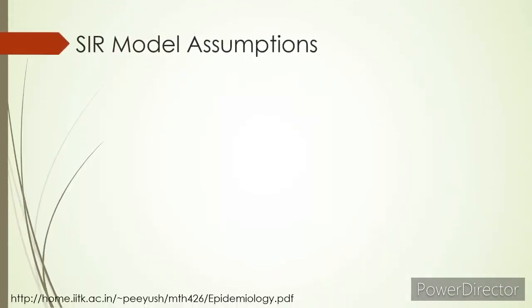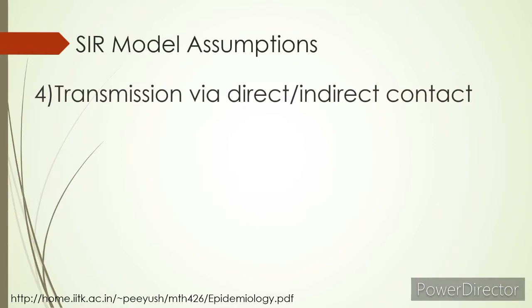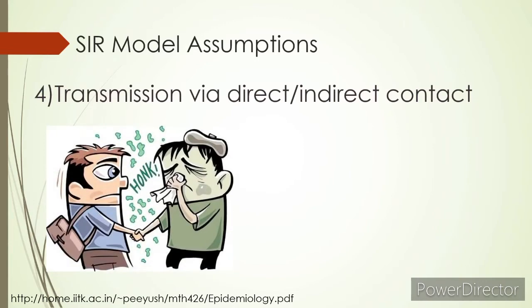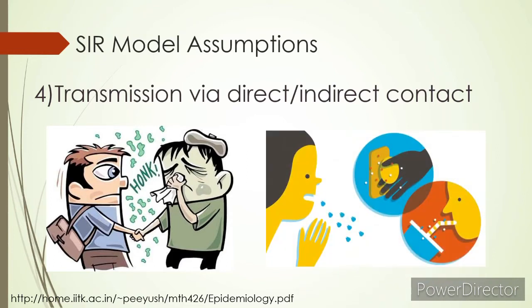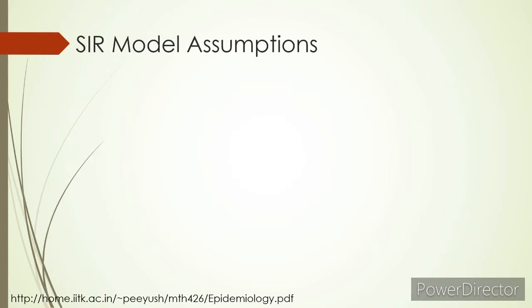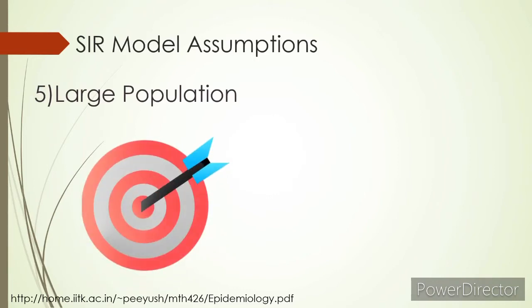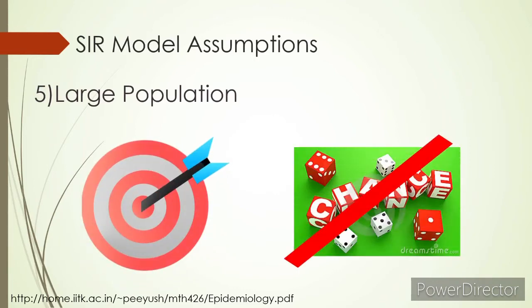The fourth assumption of the model is that the disease is transmitted via direct or indirect contact. Direct contact refers to direct skin contact, such as hugging, while indirect contact is touching an infected object. The fifth assumption of the model is that it has a large population. This is needed to have accurate data and to avoid the chances of it being just random data.